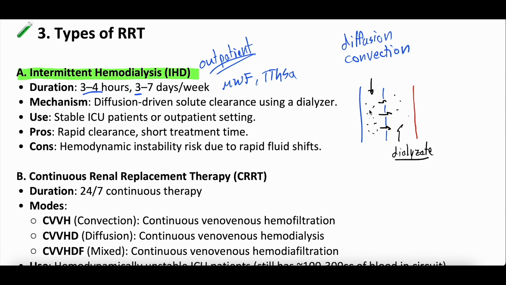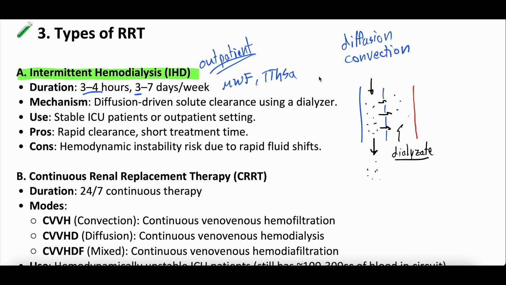So if you have too much potassium, some of that potassium is going to diffuse into the dialysate down the concentration gradient. So then what comes back to the body has less potassium. And you can apply that to all sorts of electrolytes and little molecules and all that kind of stuff.